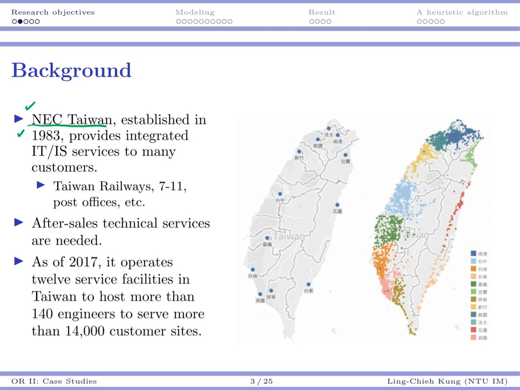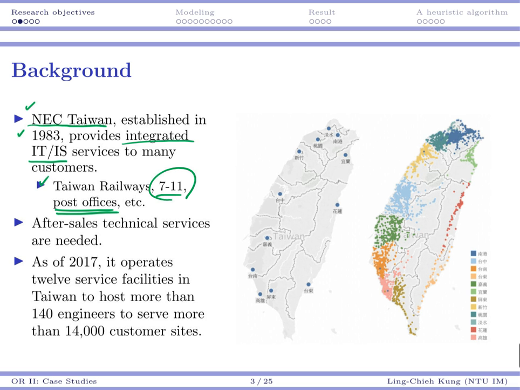This company provides integrated IT and IS services to many customers, like Taiwan Railways, 7-Eleven, post offices, and so on. For example, if you go to 7-Eleven and try to pay with your Easy Card, those POS machines are built and maintained by NEC Taiwan. Or there are some systems in the post office, which are also built and maintained by NEC Taiwan.